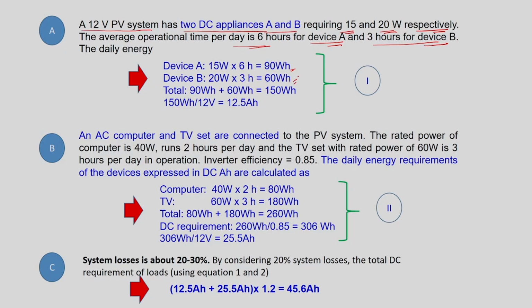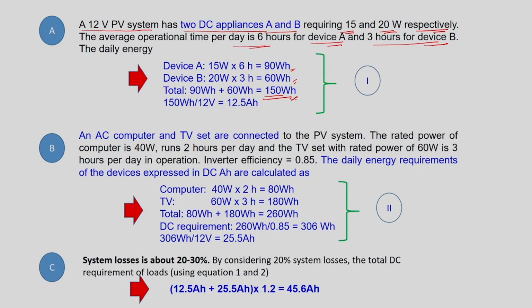So, these are DC appliances. We are not talking about AC appliances. The total daily energy requirement will be 90 watt hour plus 60 watt hour, which is 150 watt hour. As we know the rated voltage is 12 volt, if we divide this total daily energy by 12 volt, it will be 12.5 ampere hour.